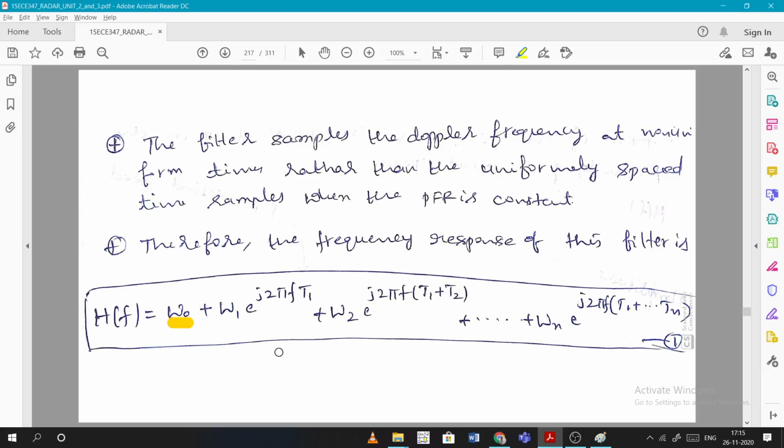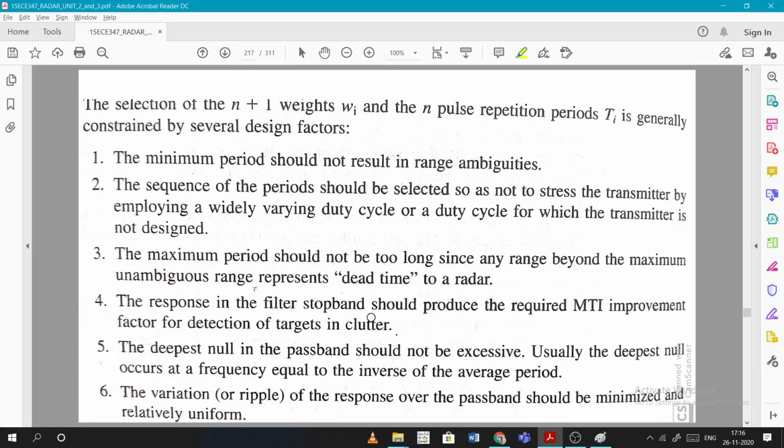Same way. There also we have seen weights, and also that time delay has been increasing. Now, the selection of that n plus 1 weights Wi and the n pulse repetition periods Ti is generally constrained by several design factors. So basically, how to choose all these Ti and Wi values is based on these six factors.